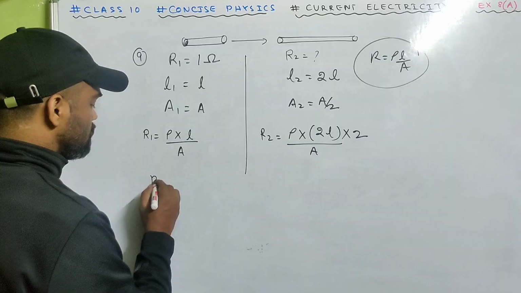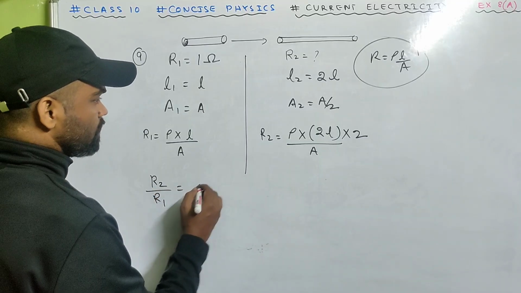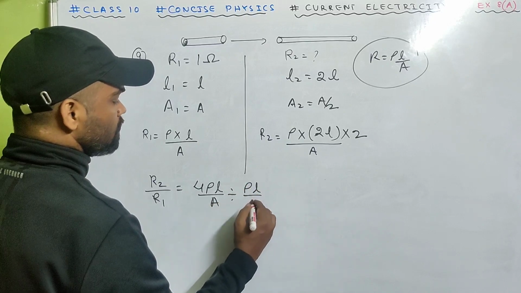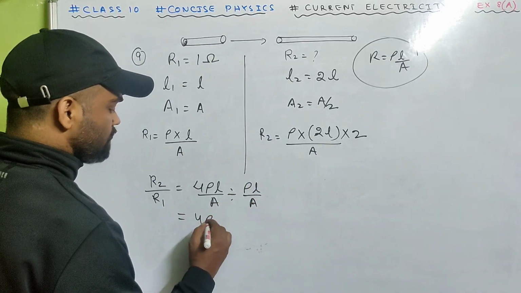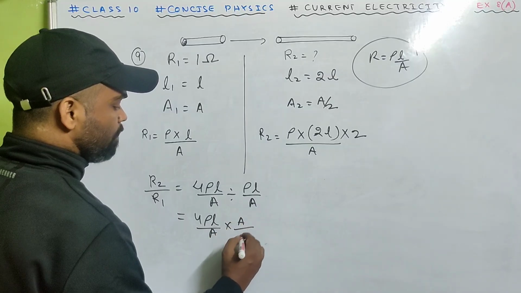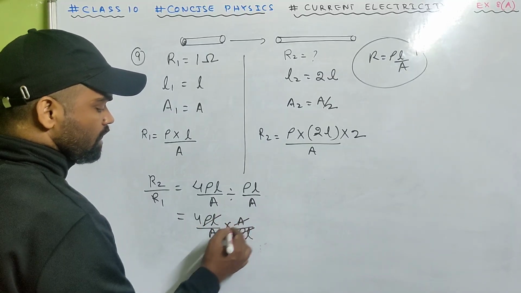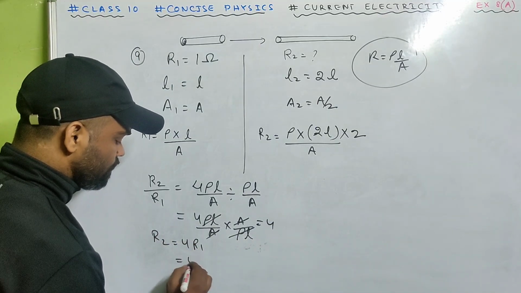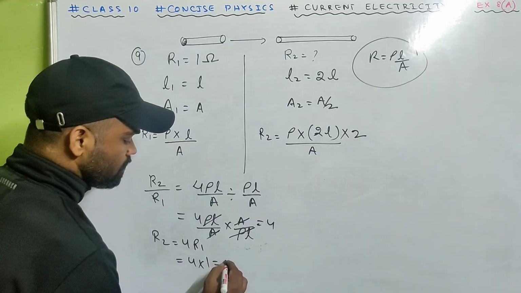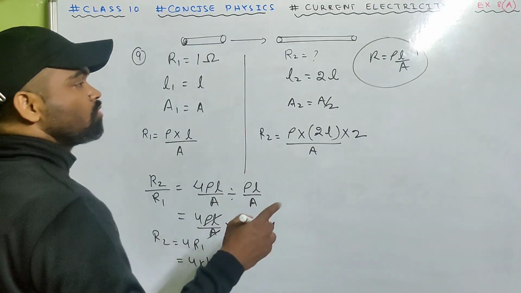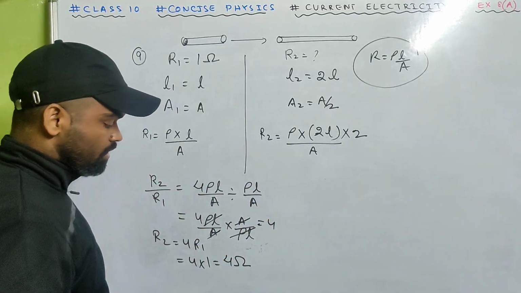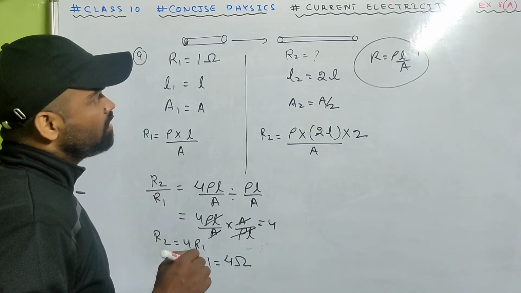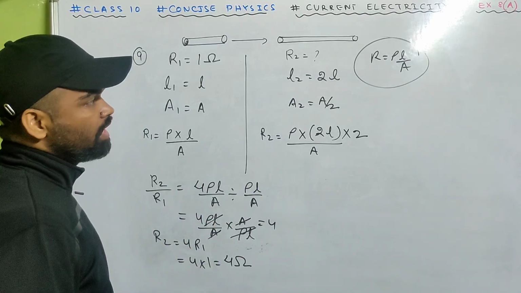Now divide these two, R2 by R1. This is 4 times rho L by A divided by rho L by A. So that's 4 times rho L by A multiplied by A by rho L. Rho, L, A cancel, which means 4. Which means R2 is 4 times R1. Now R1 is given as 1 ohm. So when you stretch it to double its original length, then the resistance increases 4 times. 4 ohm. Done? Let us look at the next sum now.